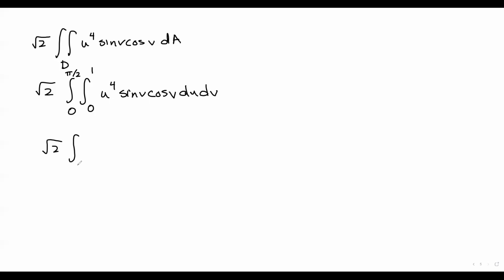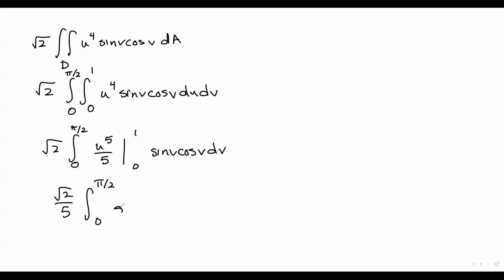We get root 2. The antiderivative of u to the fourth is u to the fifth over 5, from 0 to 1, sine v, cosine v, dv. Plug in 1, we get 1/5. So we're going to get root 2 over 5, integral from 0 to pi over 2 of sine v, cosine v, dv.